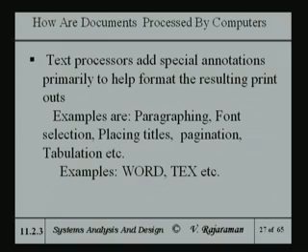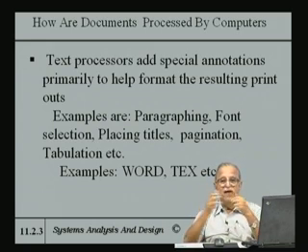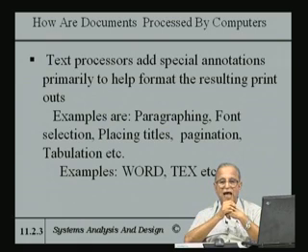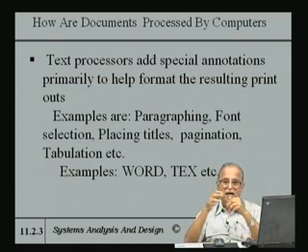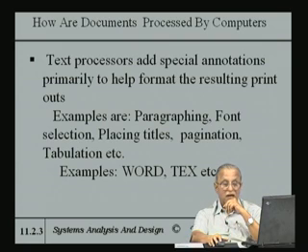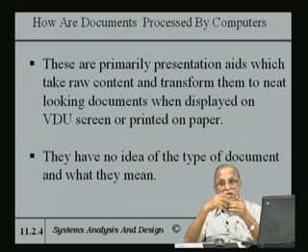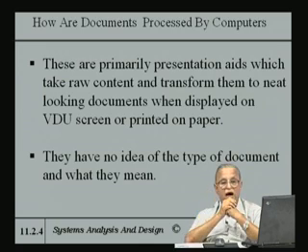Text processors add special annotations primarily to help format the resulting printouts. Word processors essentially do formatting to make text boldface or italics, and then paginate, right-justify, things of that type: paragraphing, font selection, pagination, tabulation, etc. Word is a common example. They are primarily presentation aids which take raw content and transform it into neat-looking documents when displayed on a video or printed on paper.